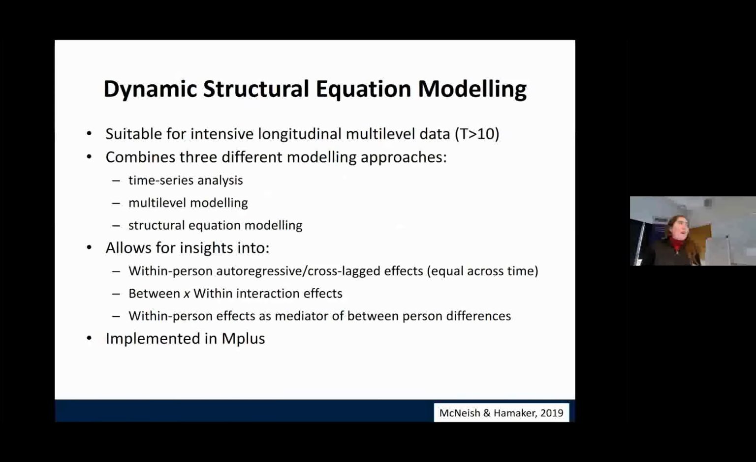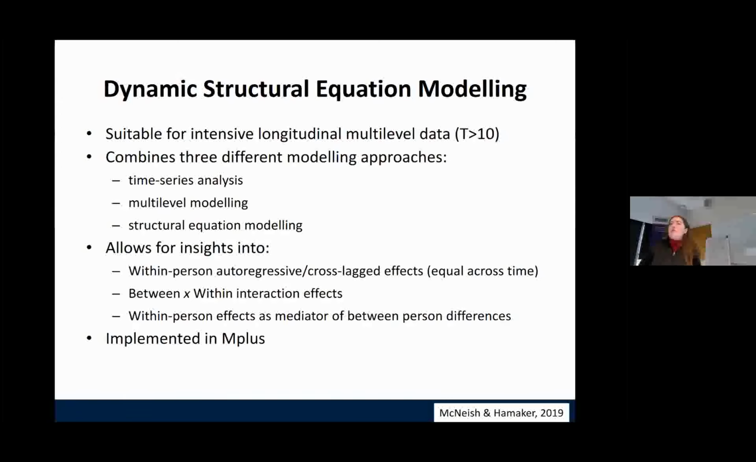So that was an analysis done on non-intensive longitudinal data, so it's just 3 time points. But sometimes, and especially now with all the data that is available to us through smartphone data collection, for example, we might need methods that are more suitable for intensive longitudinal analyses. And here, dynamic structural equation modeling is a really useful tool.